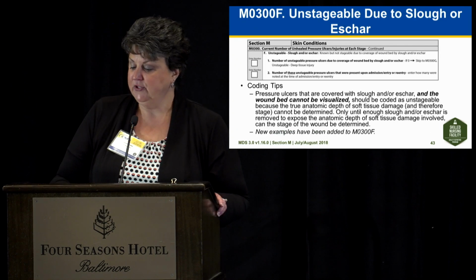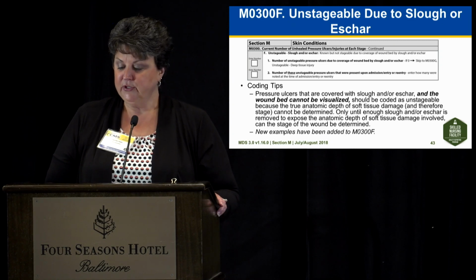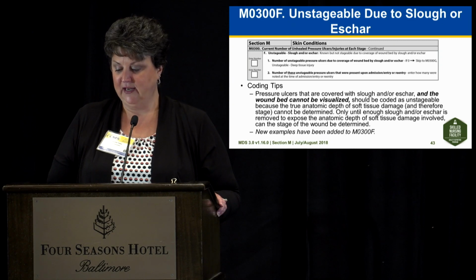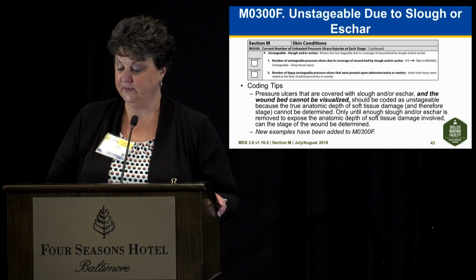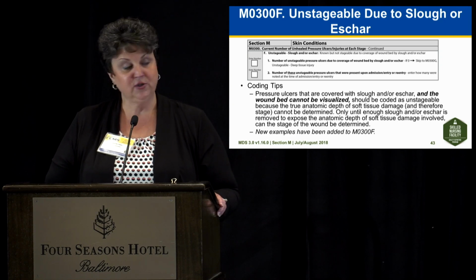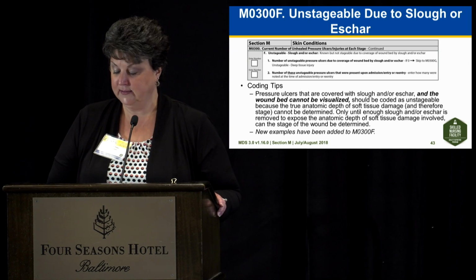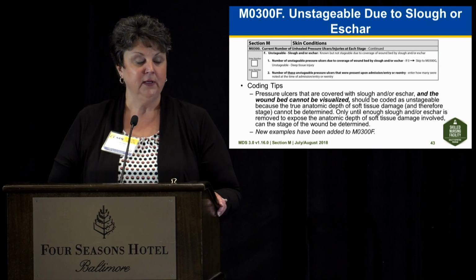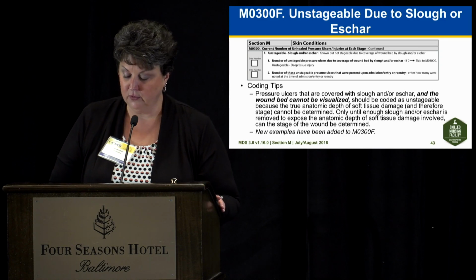So visual inspection of the wound bed is necessary for accurate staging. Pressure ulcers that have eschar or slough present, such that you can't assess the anatomic depth of the soft tissue, can't be visually inspected or palpated, so the wound is going to be classified as unstageable. Keep in mind, you're looking at what those underlying structures are, what's going on in that wound.